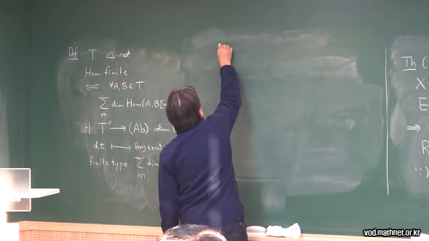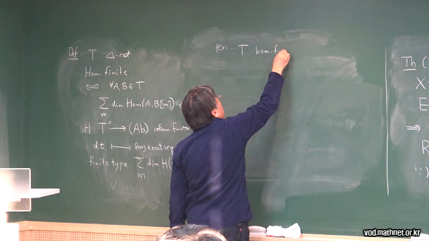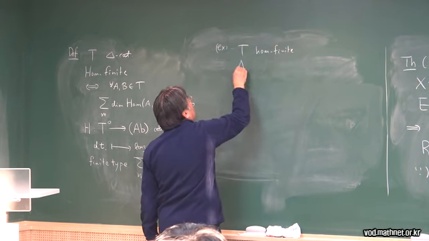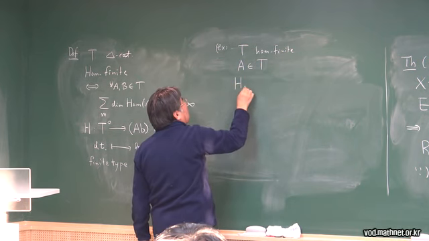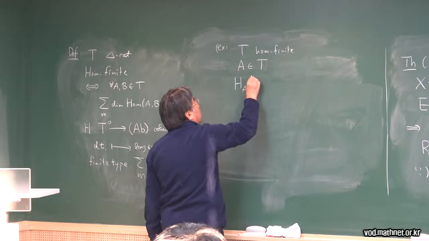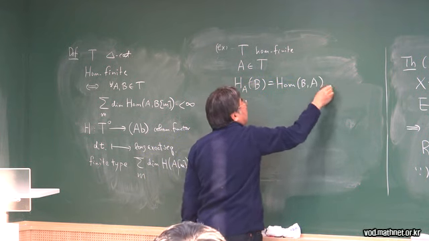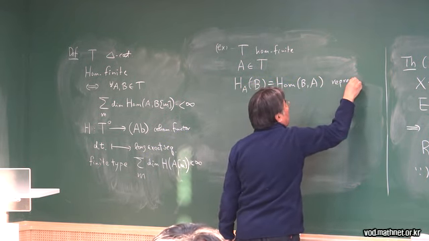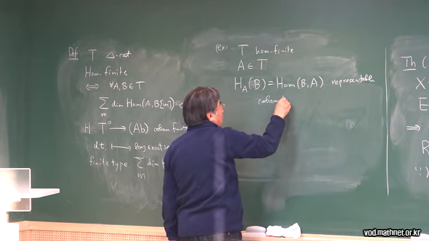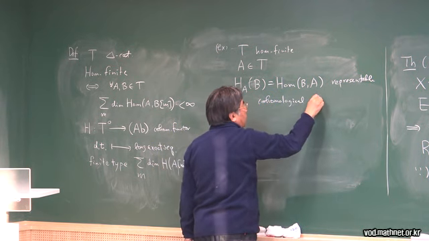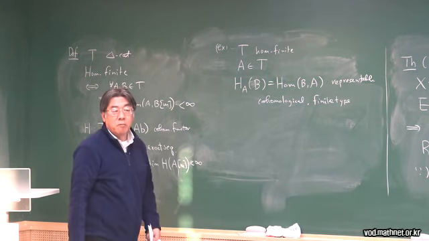For example, suppose that T is a Hom-finite category, and A is an arbitrary object. Then h^A, defined by h^A(B) = Hom(B, A), is a representable functor. So this is cohomological and of finite type, if the category is Hom-finite.